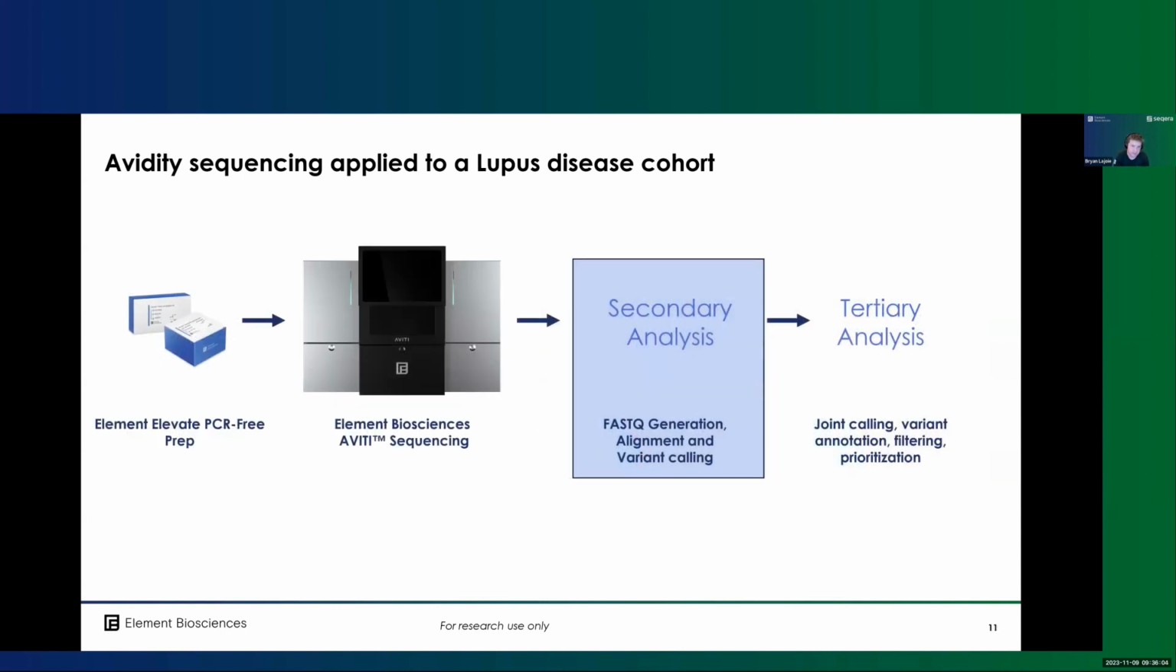So just the schematic of what's happening again. Prep into sequencing, into secondary, and then once you have variants called for each of these samples, there'll be some joint calling, variant annotation, filtering, prioritization, and that'll be driving the tertiary analysis and hopefully some exciting insights into this disease.